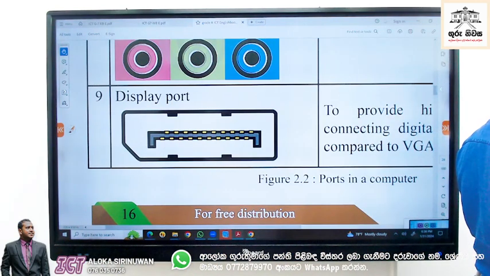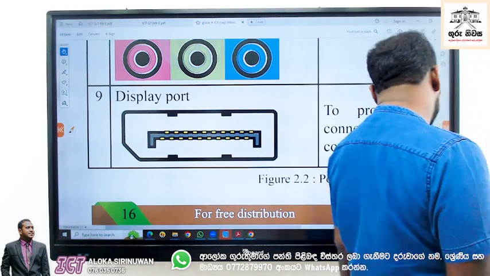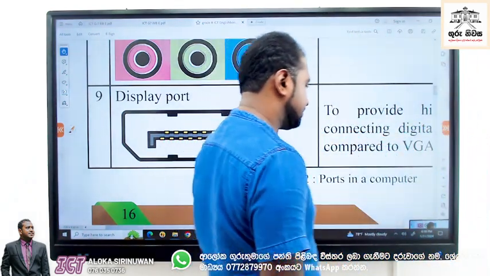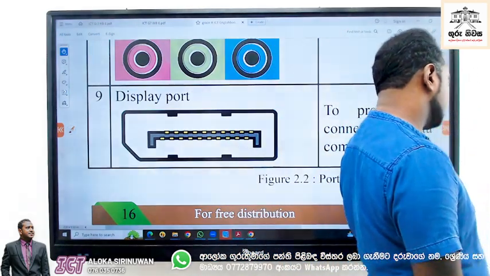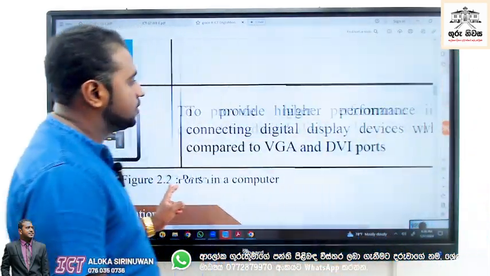Students, all of you should complete your notes, right? Okay. Don't keep your book incomplete. I will check your books after the class. Right, display port. Correct. Look at it.